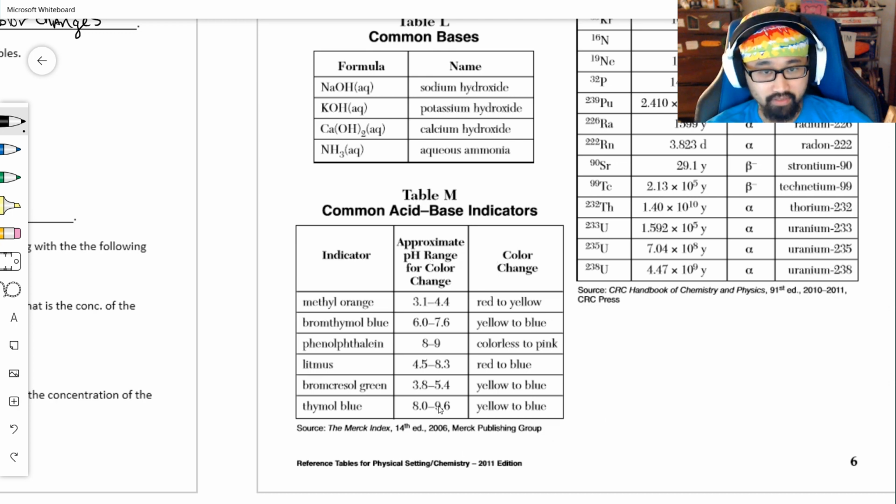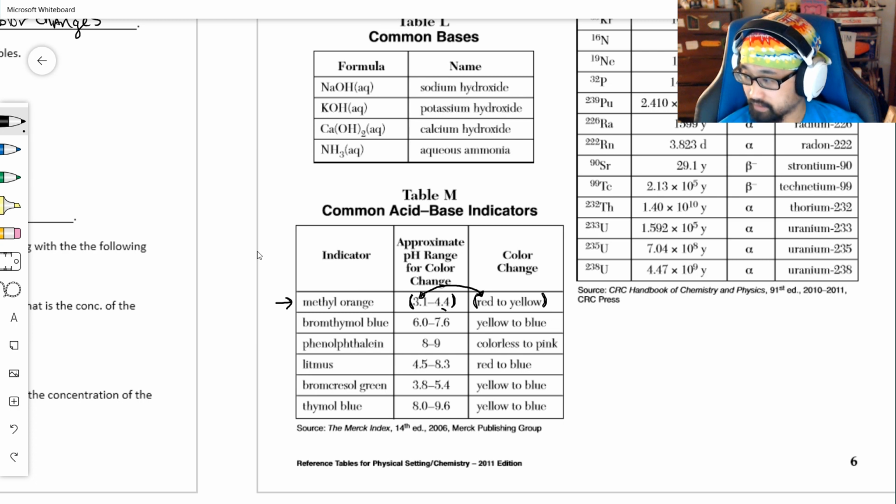So table M is here hanging out as common acid-base indicators, and I'm going to do an example right here with methyl orange. Methyl orange has a pH range from 3.1 to 4.4, and it changes color from red to yellow as it goes from 3.1 to 4.4. What this means is that at 3.1, its color is red. At 4.4, its color is yellow. If we're in between those, we get a color that's in between red and yellow. Well, if I combine red and yellow, I get orange.